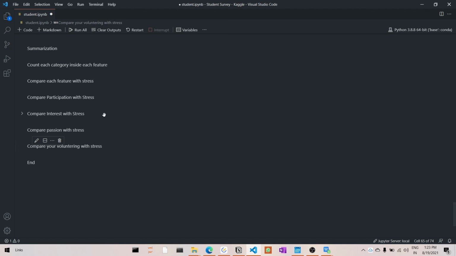So using data visualization, we just saw various stress and we compared that with the various features in our dataset. So we can easily answer what is the stress that students are facing most under which category, and we can easily advise them based on that category.